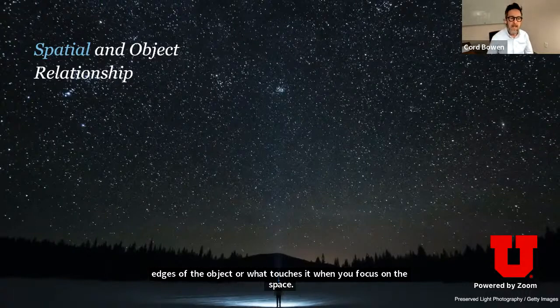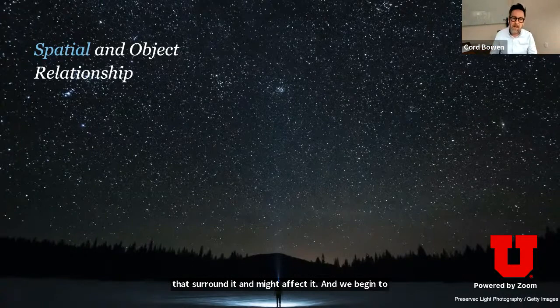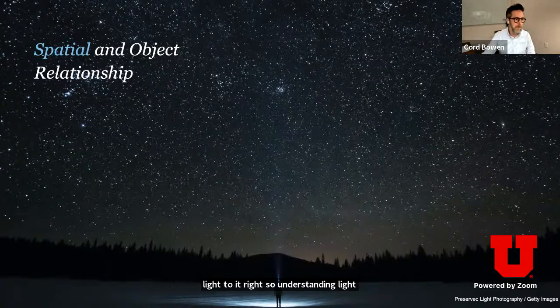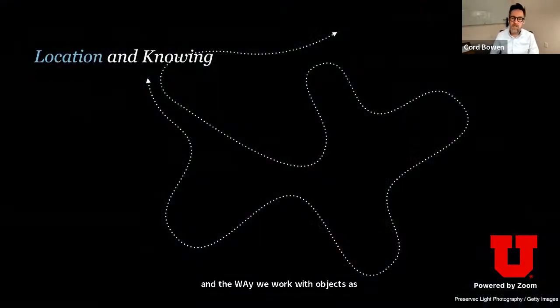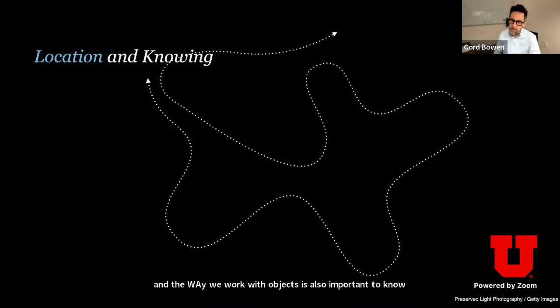And we begin to realize that it is a space around something that allows us to see it and gives it shape. It's kind of like you don't understand a room until you introduce light to it, right? So understanding light and the way we work with objects is also important too. Location and knowing pulls off of that concept.